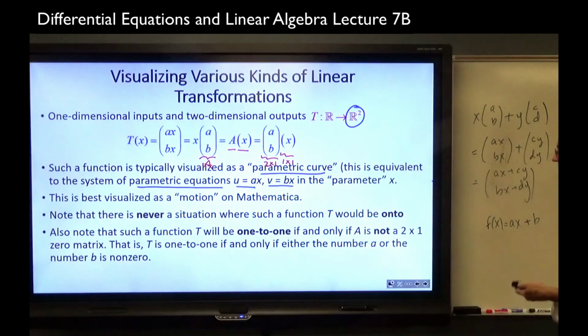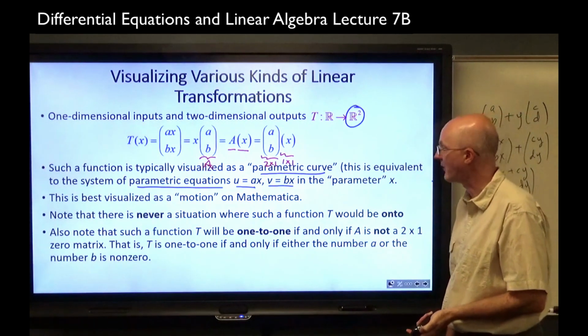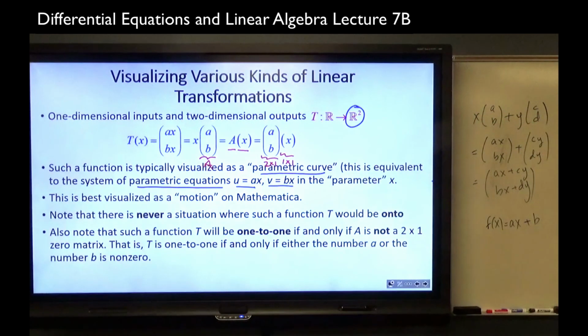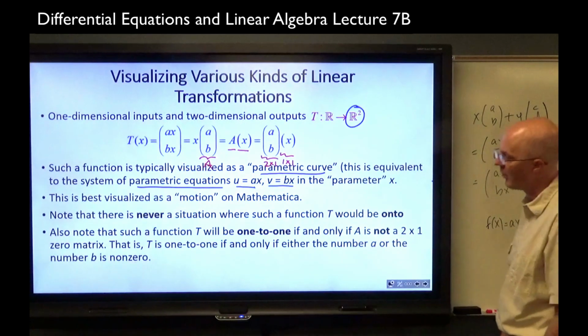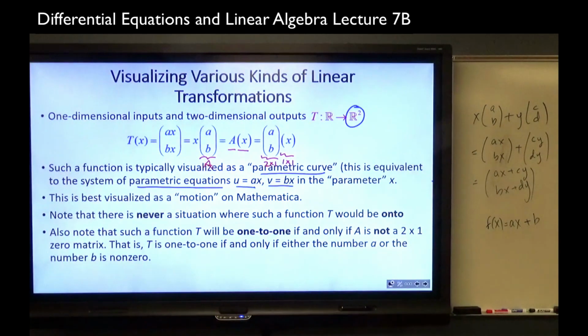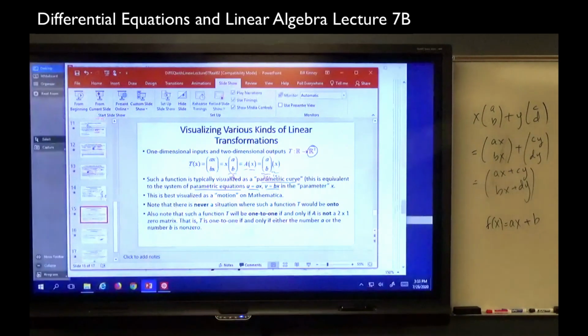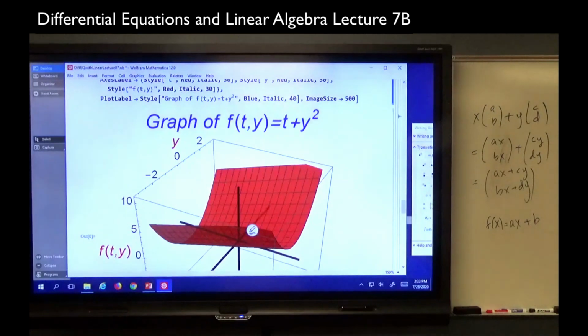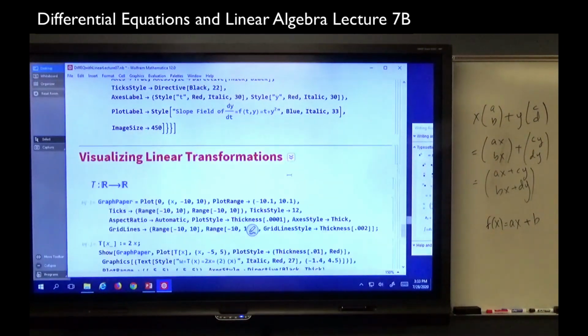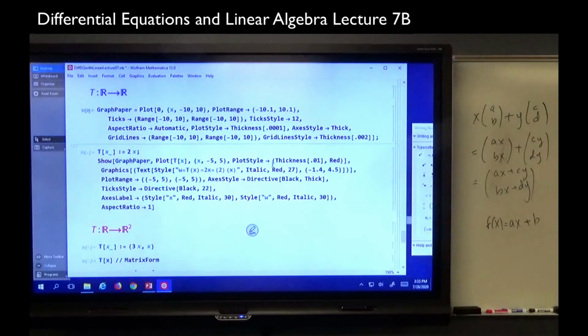Though you could say more specifically it's going to be one-to-one if and only if A is not the 2 by 1 zero matrix. It's not 0, 0. That is, T is one-to-one if and only if either the little a or the little b is non-zero, or both are non-zero. All right, let's visualize this on Mathematica now. I'm not going to show you the details of the code here.